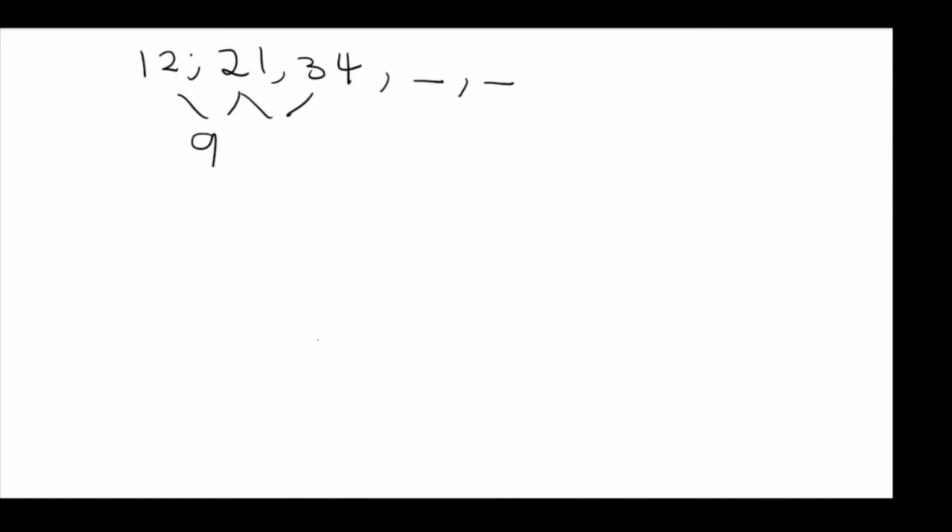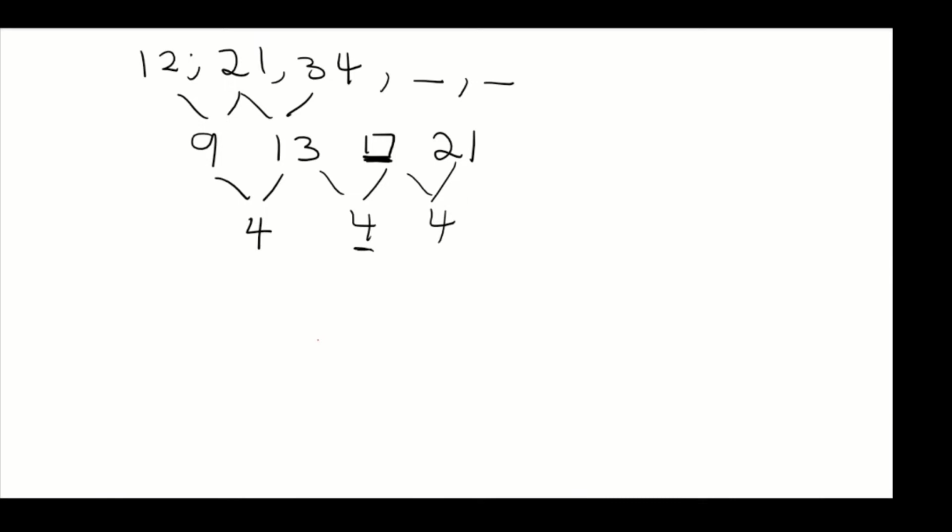So 21 minus 12 gives you 9, and 34 minus 21 gives you 13. We know very well that the second difference of a quadratic number pattern is constant, which is 13 minus 9, giving you 4. So it's just going to remain constant. The next difference is going to increase by this 4, so it's going to be 17, because 13 plus 4 is 17. Then 17 plus 4 gives you 21.